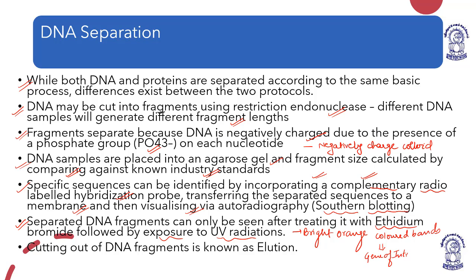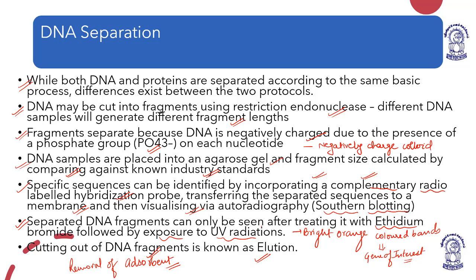Gene of interest. Now, after finding the gene of interest, we have to take it out from the gel. So cutting out the DNA fragments means removing the adsorbent. This process is known as elution. Elution is a term you are already familiar with in chromatography.